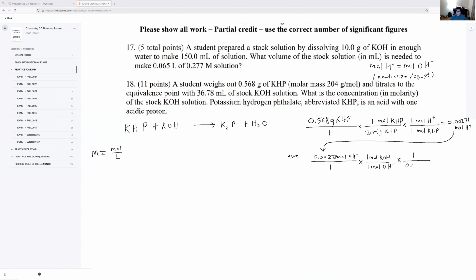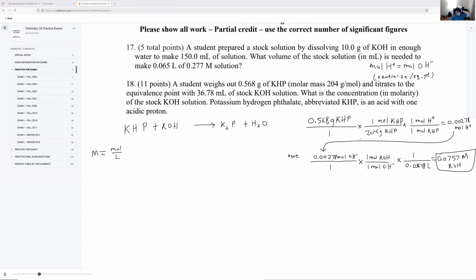So 1 over 0.03678 liters. And then we get a number and we're done. 0.0757 molar. And that should be your answer, except write KOH on that too.